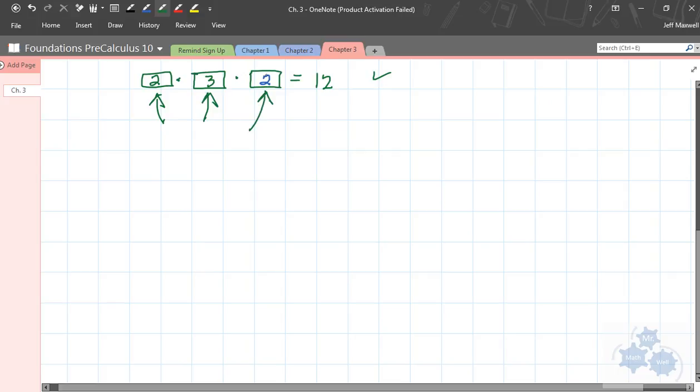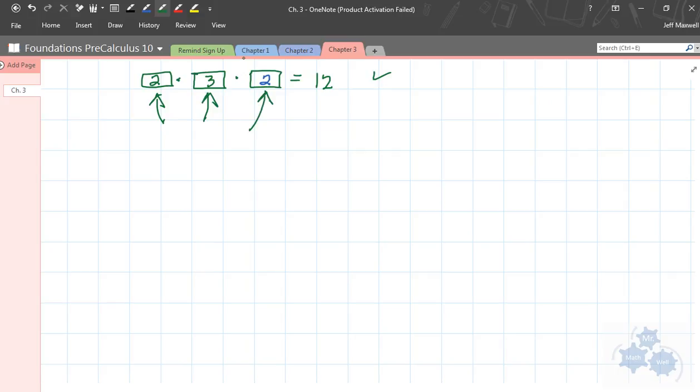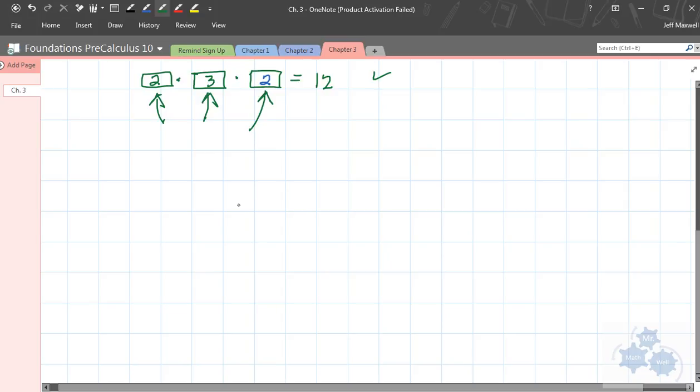And actually, do you know what these 3 numbers have in common? I know 2 and 2, they're the same, but what could you call those numbers? Anyone know? What are those numbers? Those are... Prime. Yes. Those are prime factors.